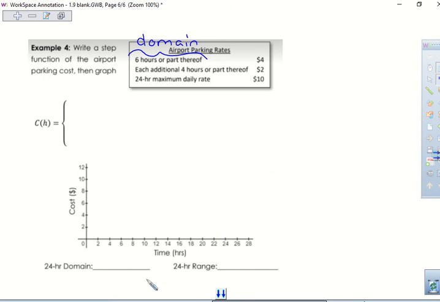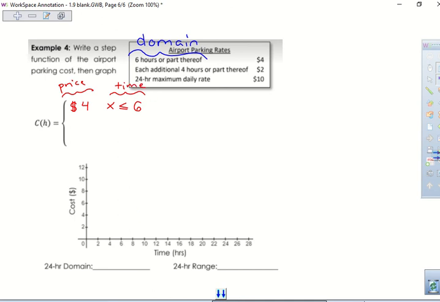So basically, let's set this up. What's the cheapest you can possibly pay for parking in this garage? $4. It's $4 for 6 hours or less, right? So if X is less than or equal to 6, you're going to spend $4. So this represents price, and this is time.